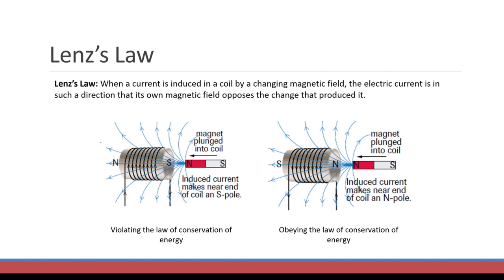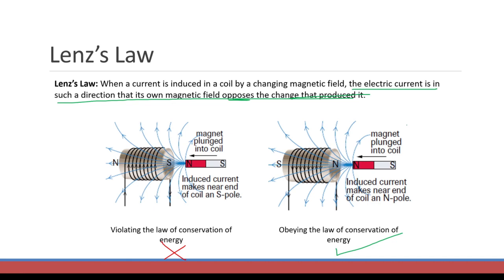So that brings us to Lenz's law, which says when a current is induced in a coil by a changing magnetic field, the electric current is in such a direction that its own magnetic field opposes the change that produced it. So this one is obeying the conservation of energy and is the valid one, and is Lenz's law. And this one is violating, so it's not this.